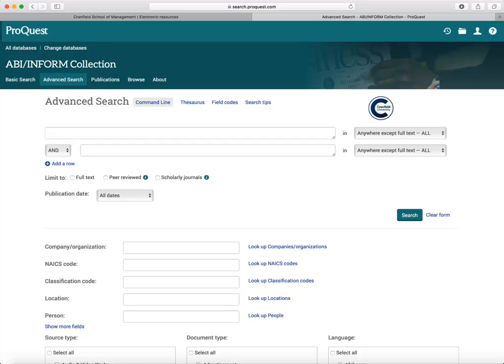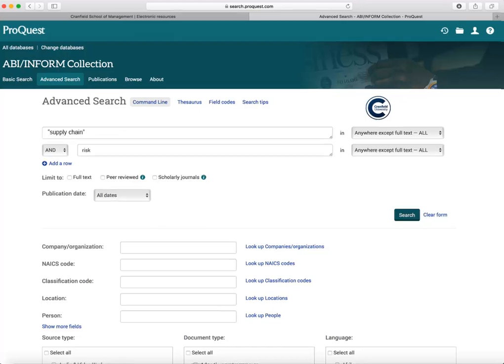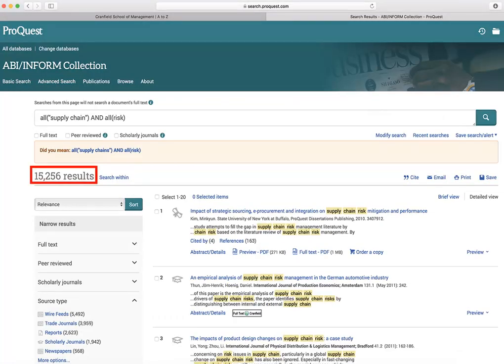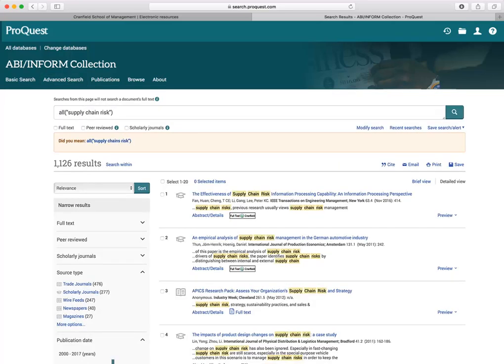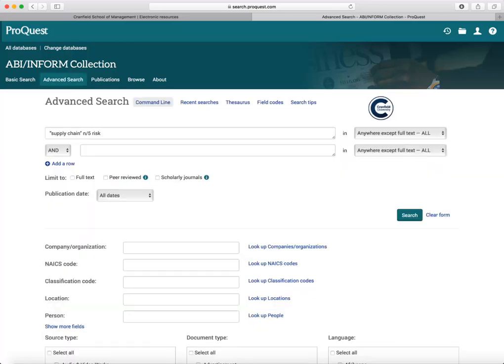We're going to use the example of supply chain risk. If we search for supply chain AND risk, we could find articles where supply chain appears in the title and risk appears at the end of the abstract, and articles where the terms are far apart are less likely to be relevant. Alternatively, we could search for it as a phrase, but that only includes articles where those three words appear next to each other and in that exact order. The proximity operator gives you a third option, more focused than the AND operator, but less restrictive than a phrase search.